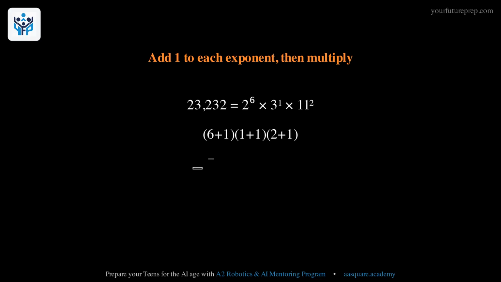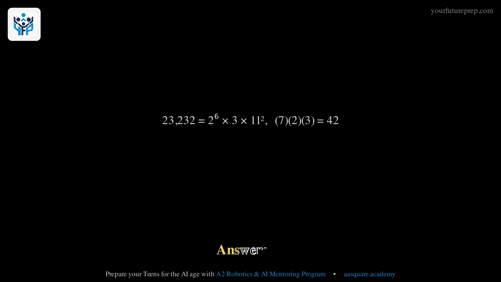To count positive factors, add 1 to each exponent and multiply. The exponents are 6, 1, and 2. So we compute 7 times 2 times 3, which equals 42. So 23,232 has 42 positive factors. The answer is 42.